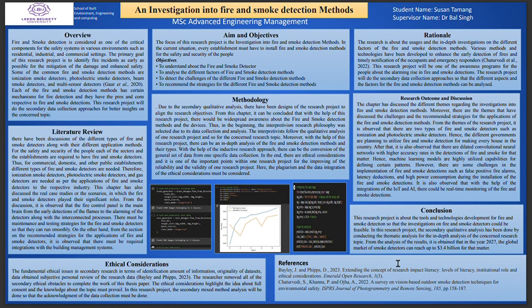This chapter has also discussed real case studies or scenarios in which fire and smoke detectors played significant roles. From the discussion, it is observed that the fire control panel is the main brain, from the early detection of flames to the alarming of the detectors, along with the interconnected process. There must be maintenance and testing strategies for the fire and smoke detectors so that they can run smoothly.